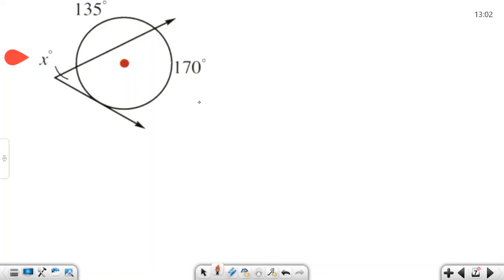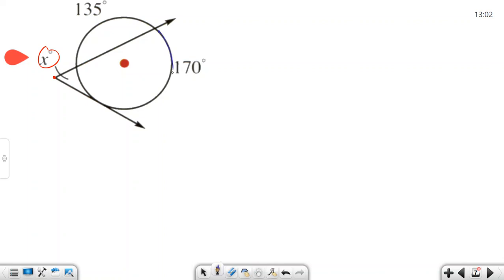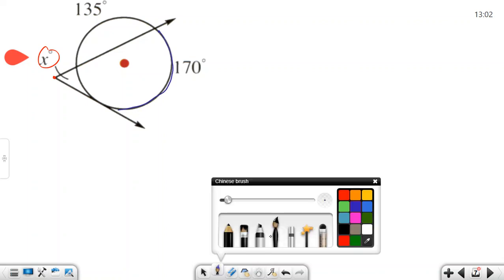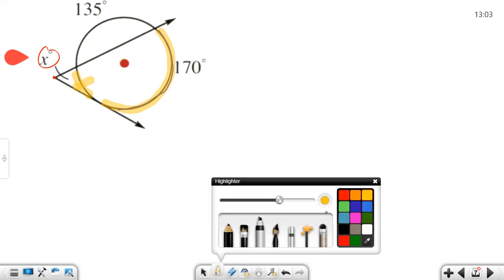Okay, that's another example. As you see, this vertex is out of the angle and the value of this angle is x. What I need to do is subtract from 170. Sorry, let's highlight that one. 170 minus this one, because these two arcs are inside the angle. But I don't know the angle here. We don't know what it is. How can I calculate it?